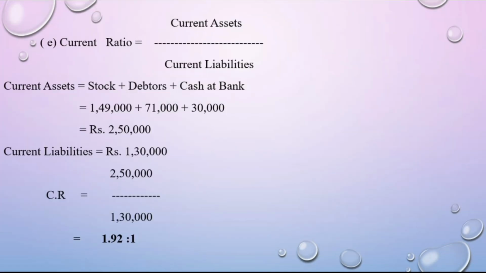Next we calculate current ratio. The formula of current ratio is current assets by current liabilities. For this balance sheet, current assets are given: stock, debtors and cash at bank are current assets. So total current assets are 2,50,000. In the balance sheet, current liabilities amount 1,30,000 are given. So now we apply the formula, current assets by current liabilities. The current ratio is 1.92:1.